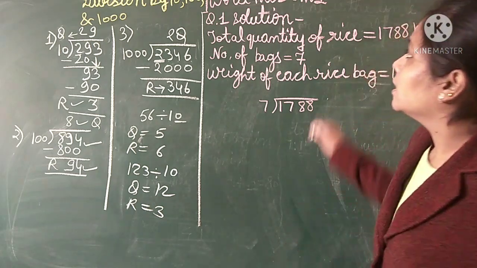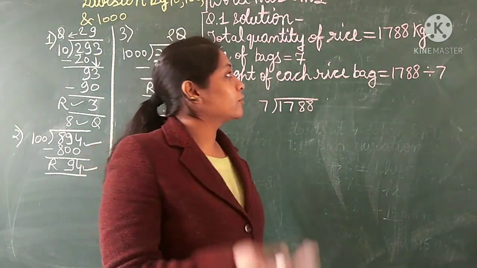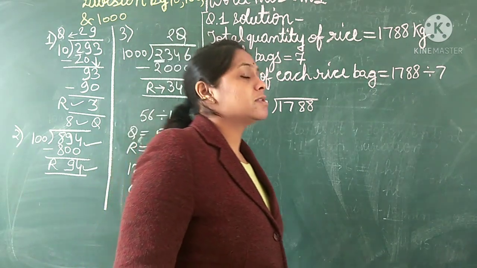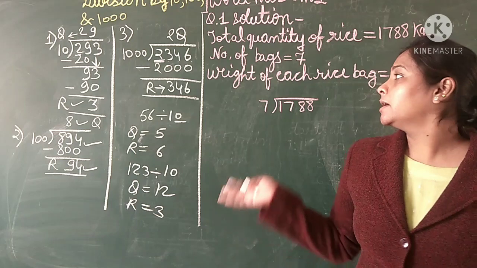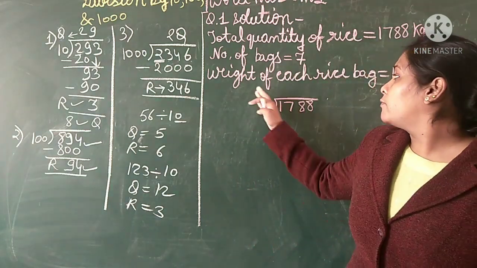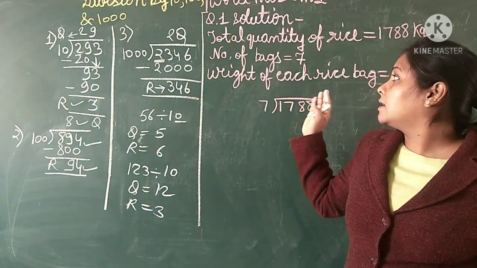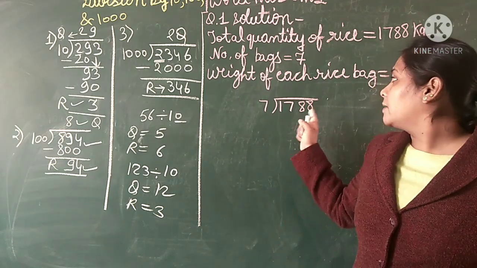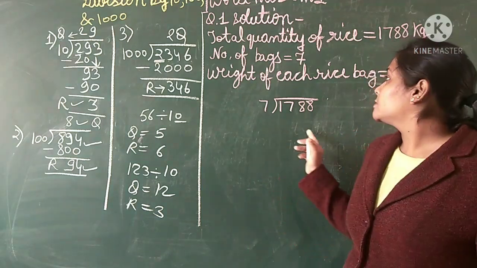Okay. Now about the word problems. Here I have not written the whole question, I will tell you the question orally. Total quantity of rice was 1788 kg. This rice we have to put equally in 7 bags. So what will be the weight of each rice bag has been asked. It means more is given to us, and the question asks for one. So we have to find the weight of one bag, so we have to divide.